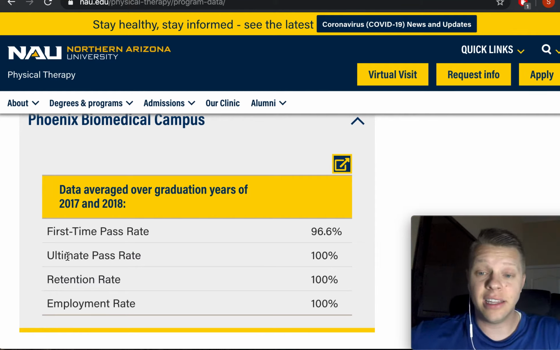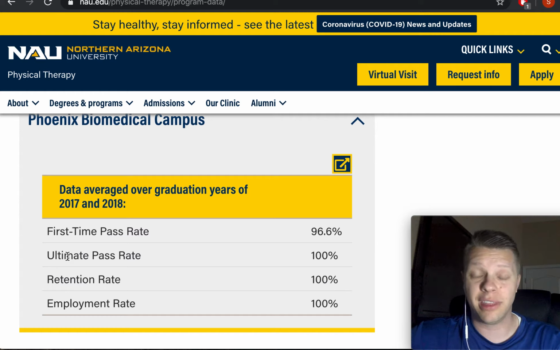So let's say on an unfortunate chance that you were someone who had to take the NPTE 3 times. They still would report you as 100% ultimate pass rate even though you didn't pass on the first time. And we don't want to deal with that. We want to take the NPTE 1 time, be done with it, and then we move on from there.